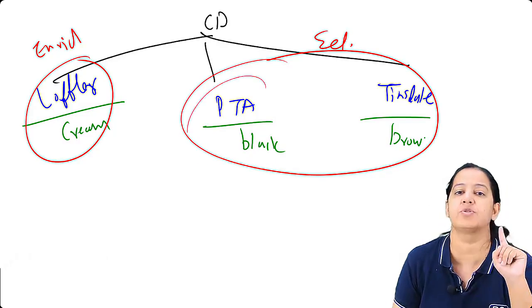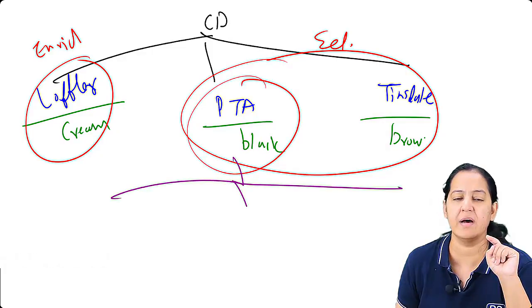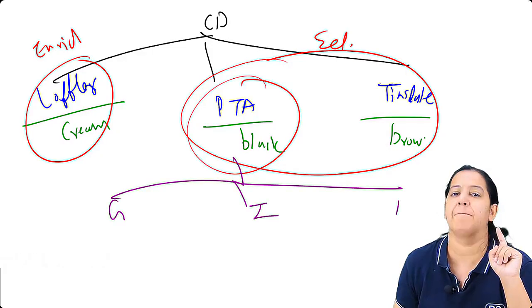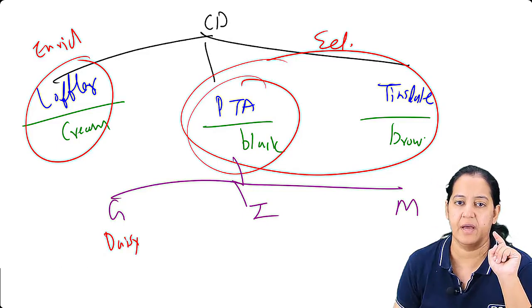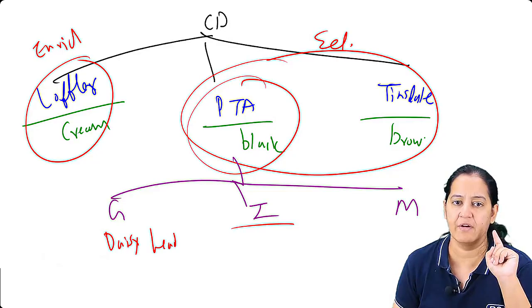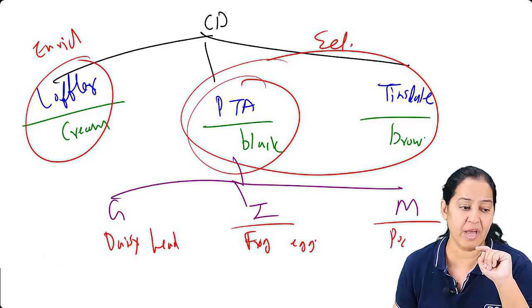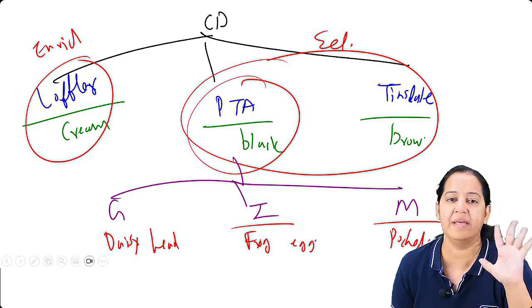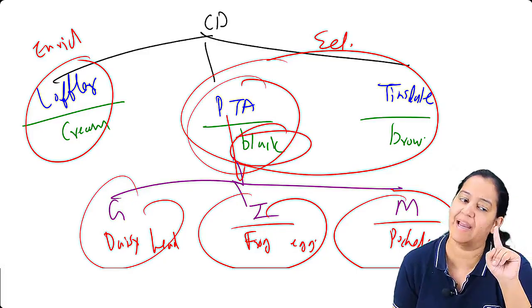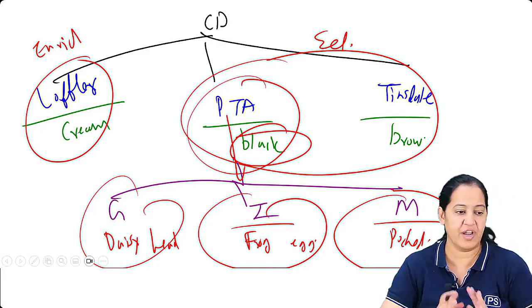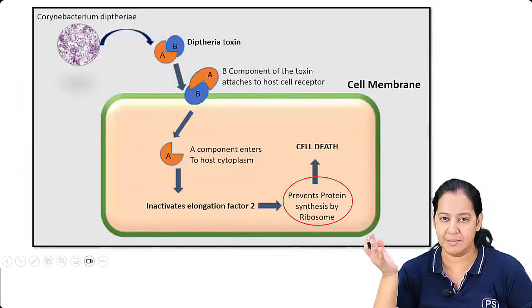Now PTA is most important. PTA के basis पे we can divide them into three types. Gravis, intermedia, mitis. ठीक है? Gravis is like daisy head. Intermedia is like frog का egg. And mitis is like poached egg. I don't have any mnemonic, लेकिन उल्टा पुल्टा मत करना. Please. Gravis, intermedia and mitis. ये PTA पे हम 3 type. तीनों black हैं, लेकिन morphology is different. How many of you got it? I don't know, but I tried my best. So this is the culture media for the Corynebacterium diphtheria.